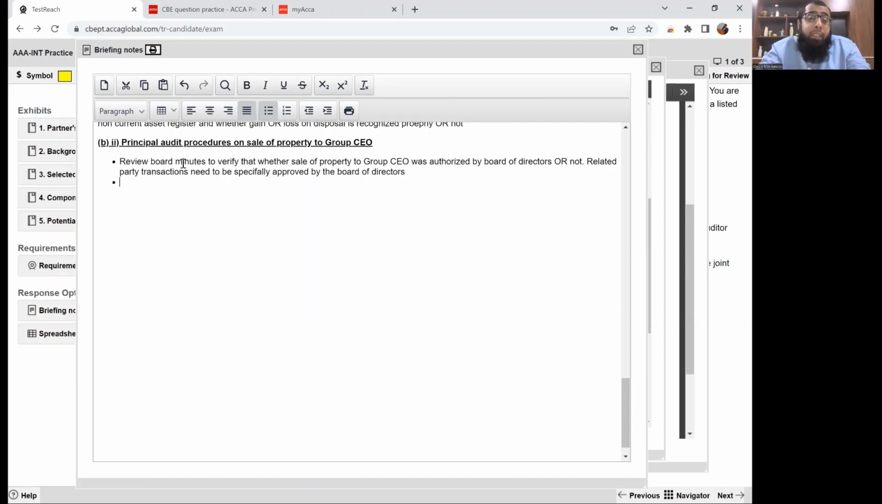So what the examiner says is that the students write very brief procedures. They don't explain the procedures. So make sure you write a complete procedure. Review board minutes to check whether the sale of property to the group CEO was authorized by the board of directors or not.